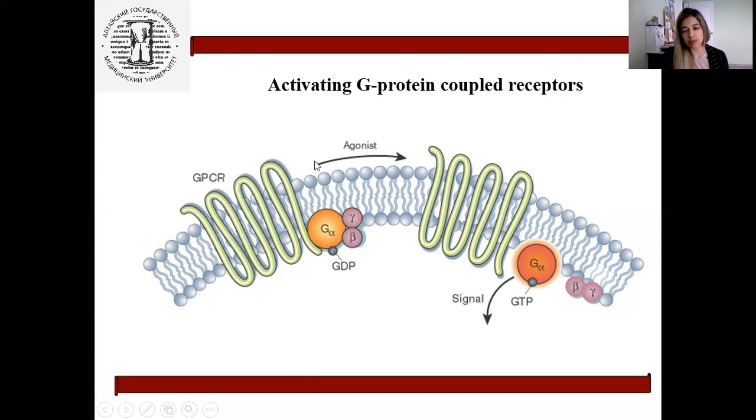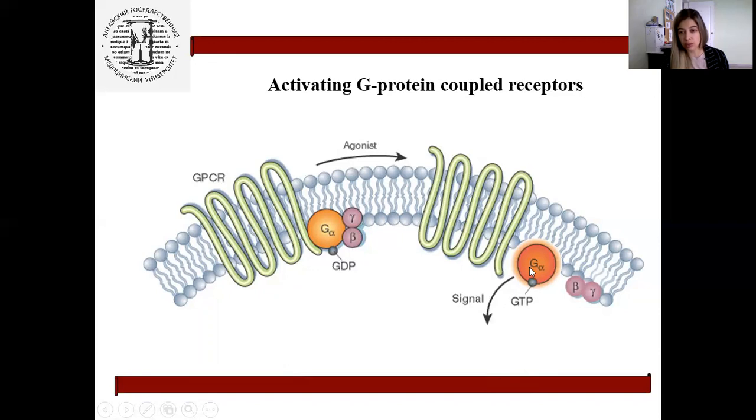And if the agonist binds, what happens? This G protein can be uncoupled. You see, it is uncoupled. Now it is separate from the receptor itself. And by changing the structure, it activates the secondary messenger molecule. Secondary messenger can be one of these molecules like adenylate cyclase, guanylate cyclase, and others, and they will change the activity of some biologically active molecules inside the cell.